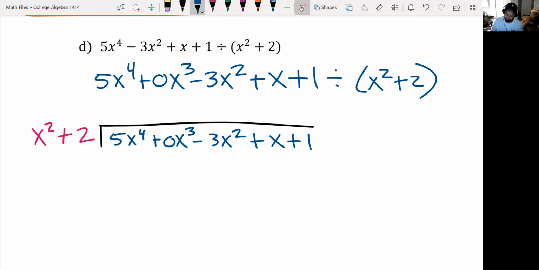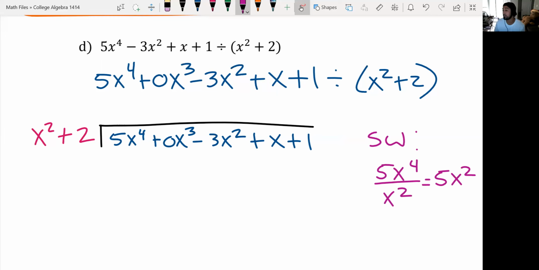And side work. Five x to the fourth over x squared gives me 5x squared. That'll go right up there. And 5x squared times x squared plus 2 gives me 5x to the fourth and 10x squared. So we don't get another x cubed, but we get a 10x squared.